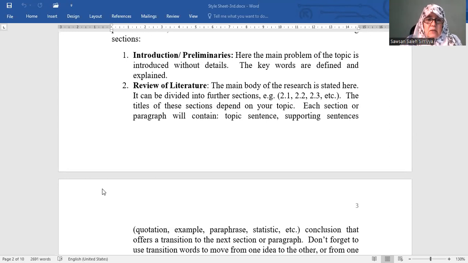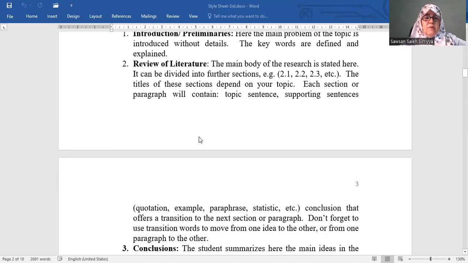The second section or sections will be a review of literature. By literature here, I don't mean poem, I don't mean poetry or drama or novel. No, literature are the sources that talk about your topic. The main body of the research is stated here. It can be divided into further sections, for example, 2.1, 2.2, 2.3, etc.